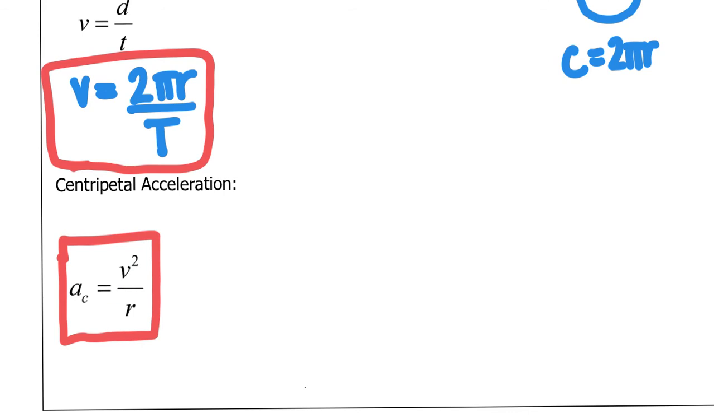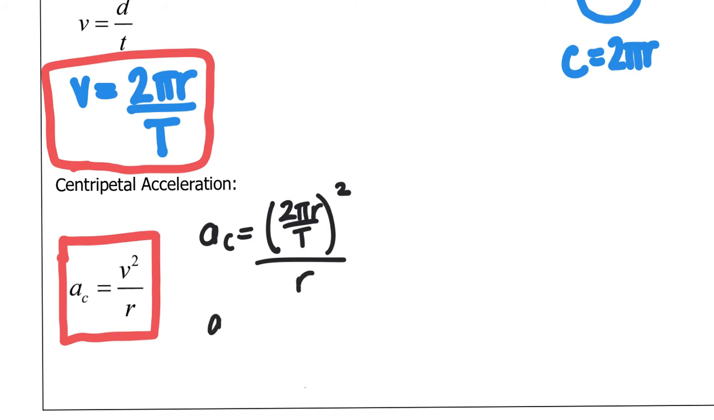Then we're going to derive another formula just by substituting in the value that we found for velocity into that formula. So that's going to become a_c equals, instead of v squared, we know from right up above that v is equal to 2 pi r divided by T, squared, divided by the radius. If I do a little math on that, I'm going to distribute the square to everything inside of that bracket. That's going to become 4 pi squared r squared over T squared.